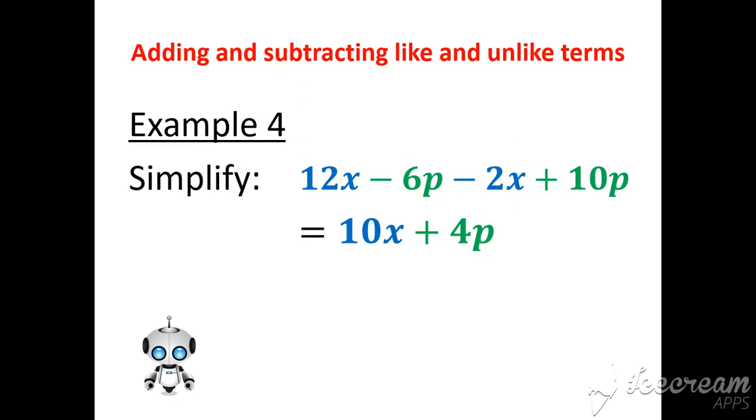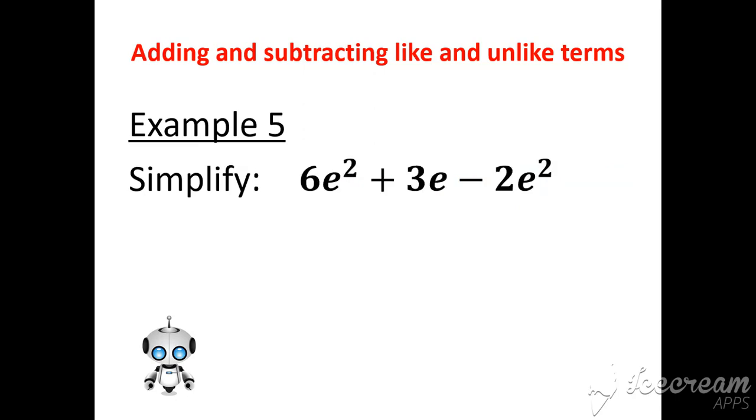Now again, I can't do anything with my x's and my p's. So I can't simplify it any further. So I've got 10x plus 4p is my final answer. Or if you prefer, 4p plus 10x. When you add things, it doesn't matter which way around you add them.